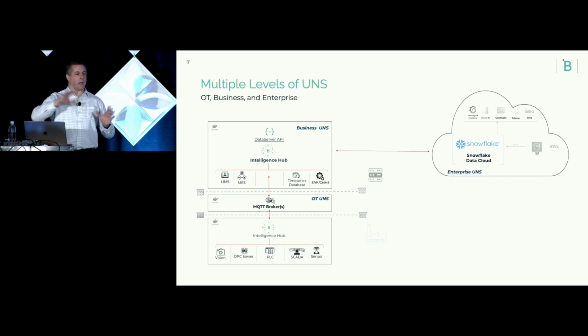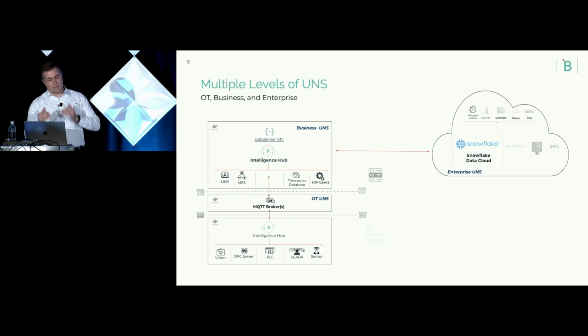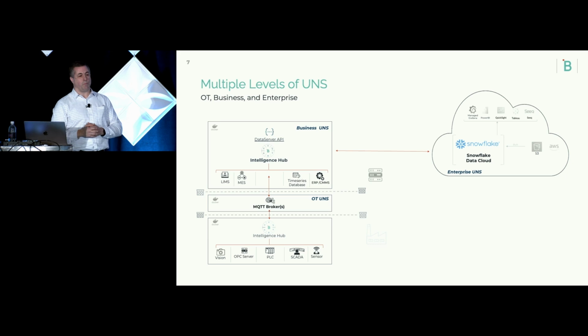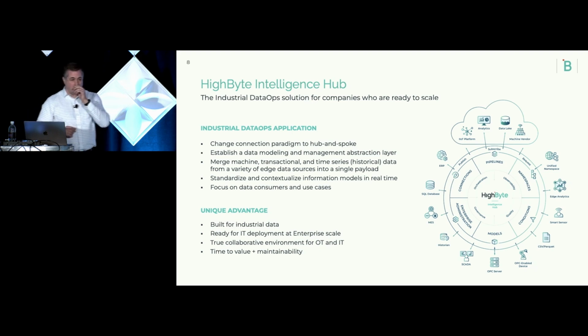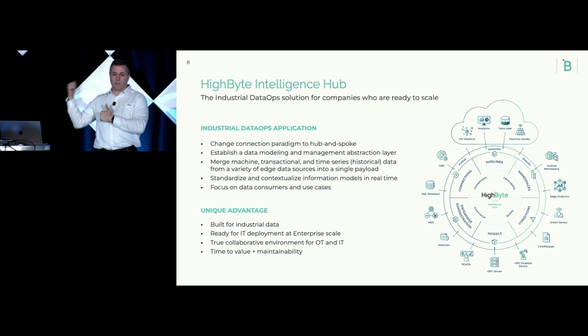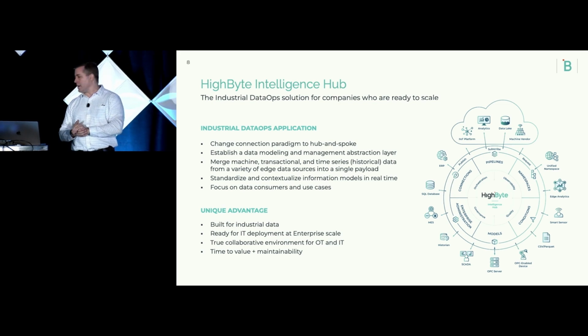So, we see a lot of different patterns, and we see these multiple patterns in the same customer sometimes. It doesn't have to be one pattern. It doesn't have to be all the data in one big, massive MQTT broker, which is a very common pattern. The UNS that Walker has built is a single broker. It's an enterprise. But we also see other patterns, and I just want to make people aware of those. So ultimately, HighByte provides a software solution called the HighByte Intelligence Hub. And I'm going to turn it over to Jeff to start showing that off.